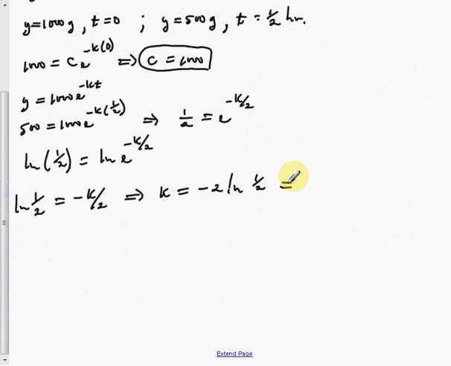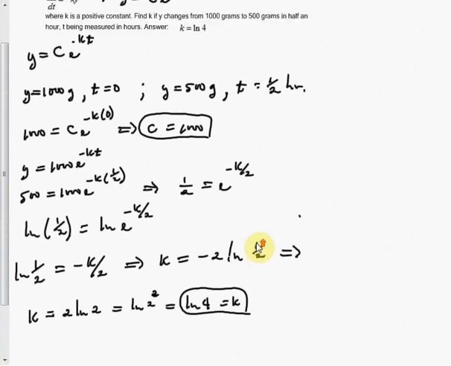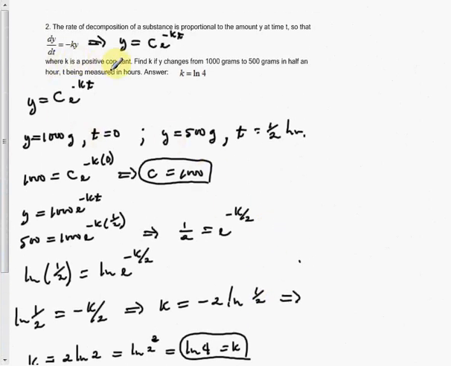And that value for k, if you think about it, is 2 times the natural log of 2, and that's the natural log of 2 to the second, so that's the natural log of 4 for k. And I believe that was the question: find k.